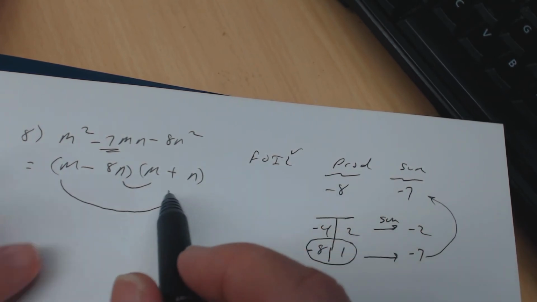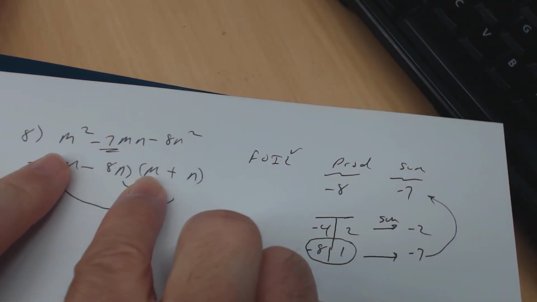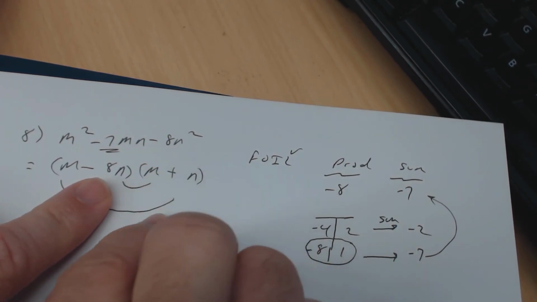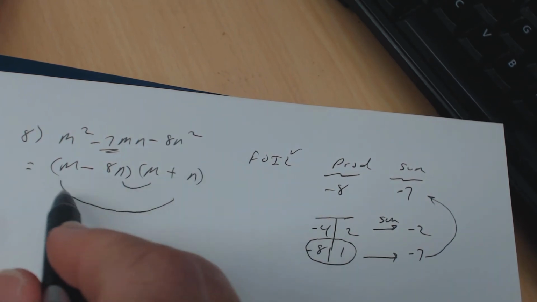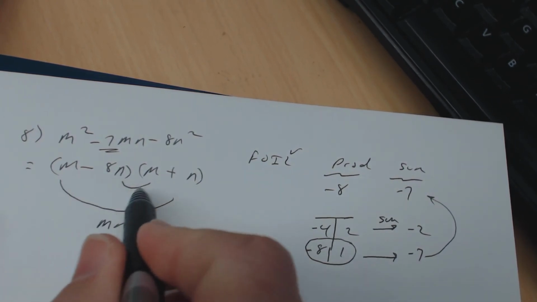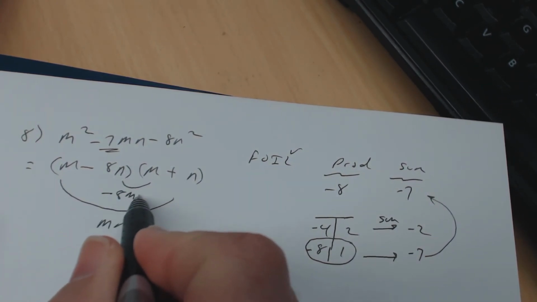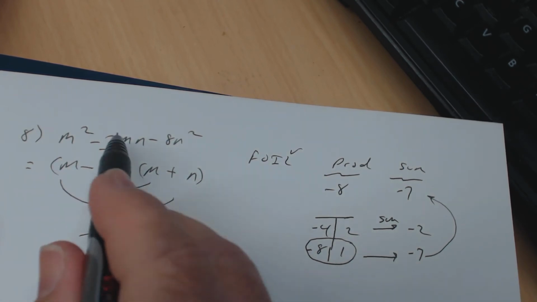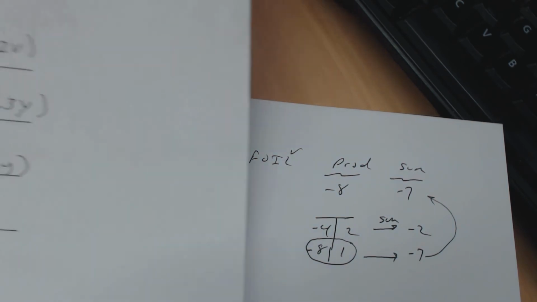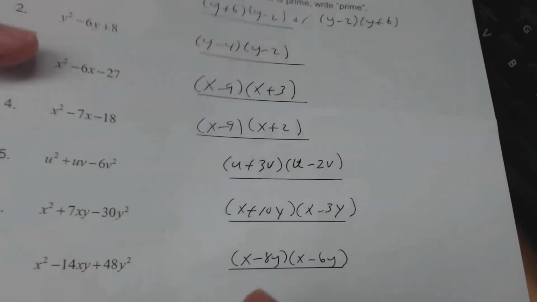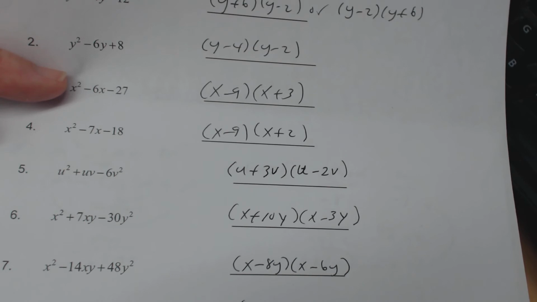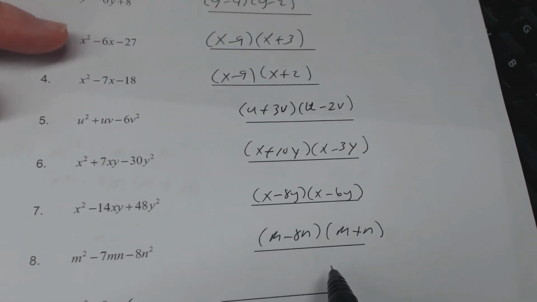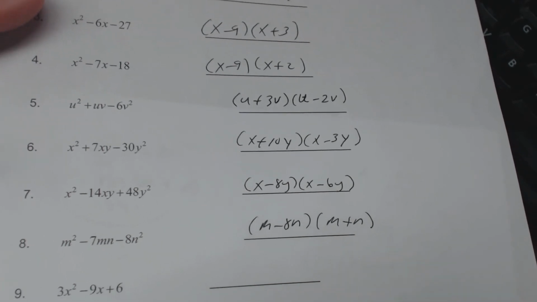Okay, and before you go, always check. M times m is m squared. A negative 8n times a positive n is a negative 8n squared. The outer, you get positive mn. The inner, you get a negative 8mn. And when you add them up, you get a negative 7mn, which is what you wanted. So that's answer number 8: m minus 8n times m plus n.